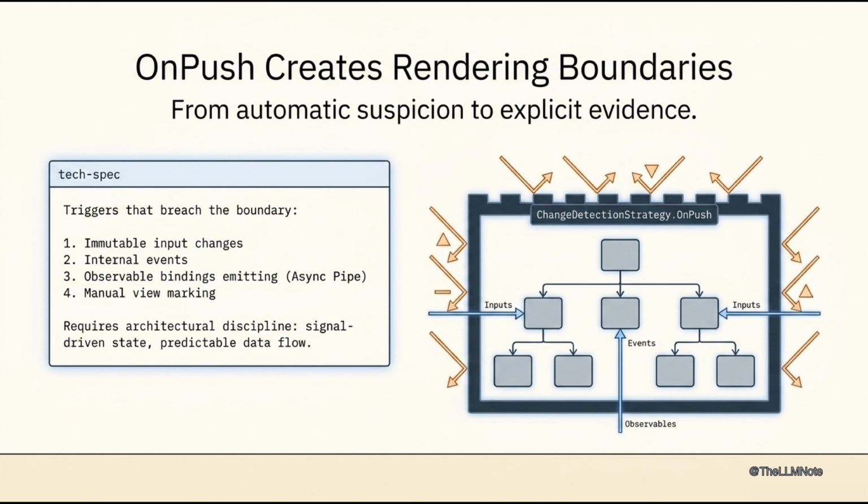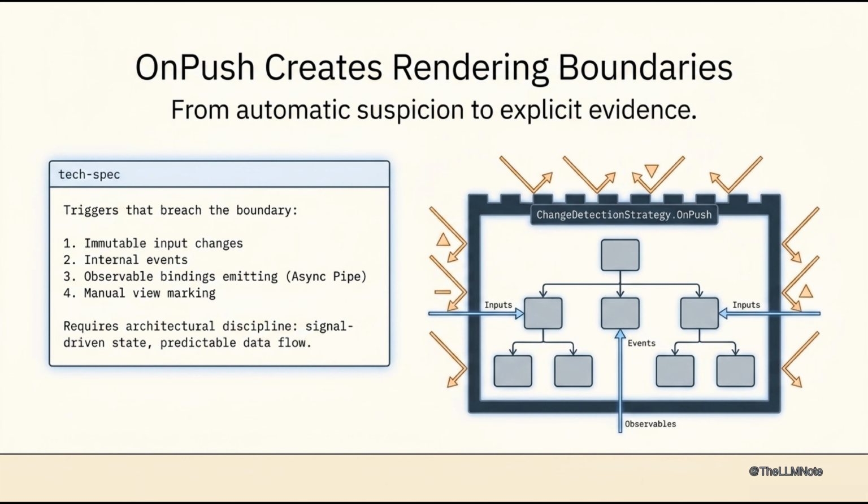Thus, this forces architecture discipline with immutable inputs and async pipe. More specifically, signal-driven state and predictable data flow are required. Notably, the result is fewer places Angular must inspect under pressure. Angular handles rendering more efficiently with these boundaries in place.